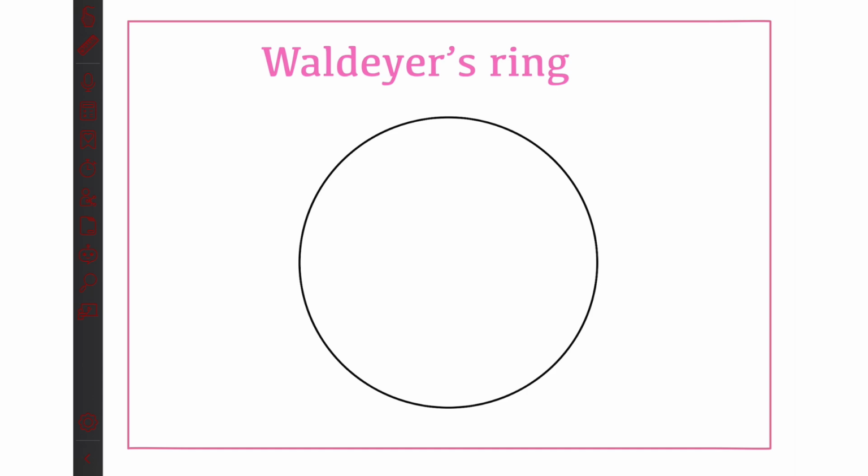The Waldeyer's ring is a circular arrangement of lymphoid tissue. It is located at the entrance of the aerodigestive tract, which is around the pharynx. It forms the first line of defense against the inhaled or the ingested pathogens. The significance is development of immunity in children and it regresses during puberty.